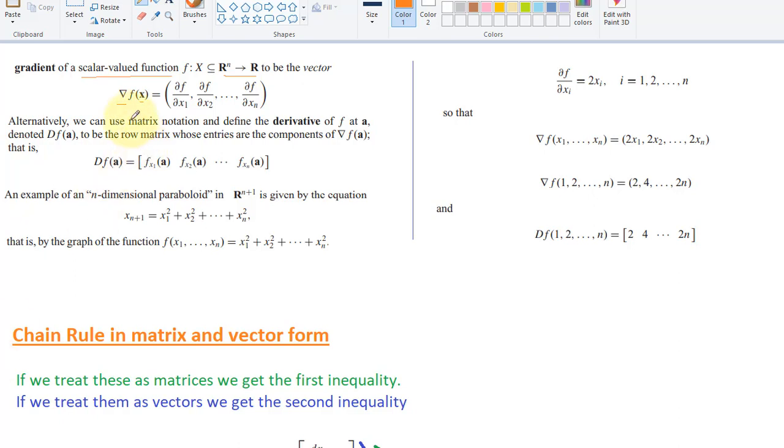And then the gradient is basically the set of partial derivatives. So remember, this x has an x1, an x2, an x3, up to an xn. And we're going to take the partial derivative of this with respect to x1, the partial derivative with respect to x2, and so on, all the way until we get to the partial derivative of f with respect to xn. We put all those together in a vector, and we call that the gradient.